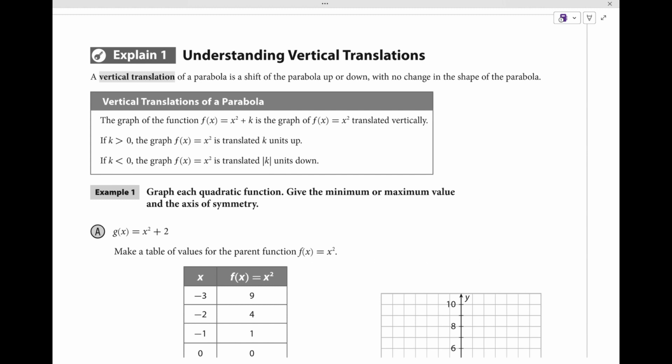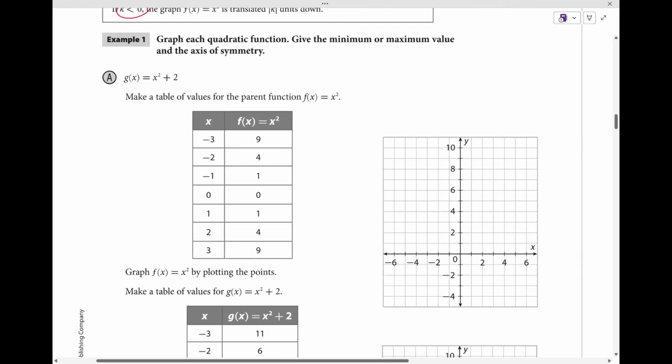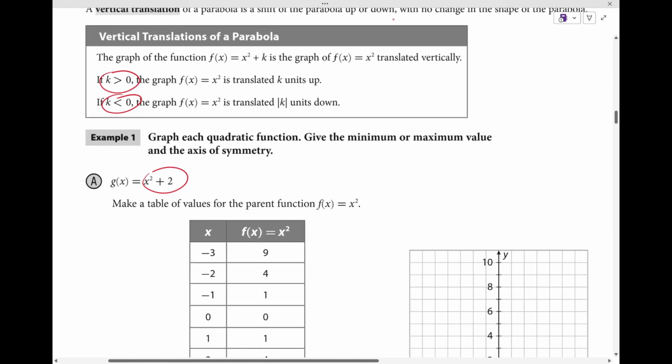So the graph of the function x squared plus k is the graph of x squared translated vertically. If k is positive, or greater than 0, the graph is going to go up. If k is negative, or less than 0, the graph is going to go down. So let's look at an example. x squared plus 2. Is the k value positive or negative? Looks like it's positive. x squared plus k, so x squared plus 2. k is 2.